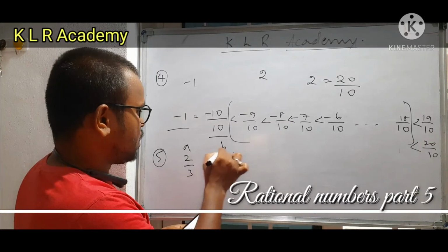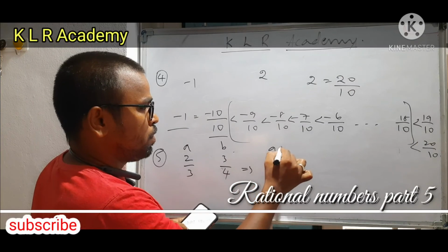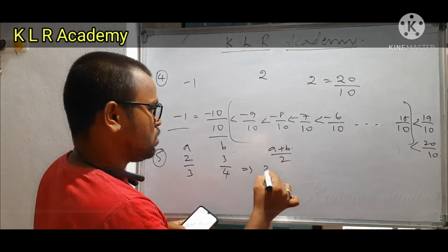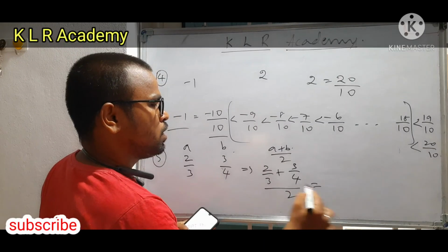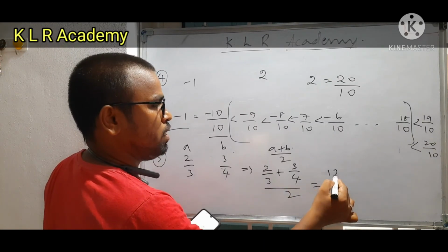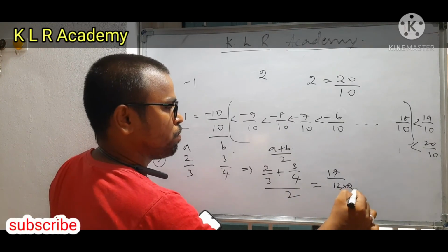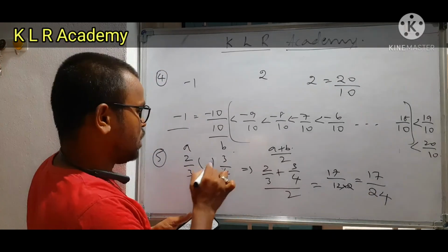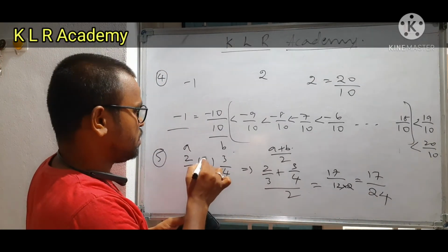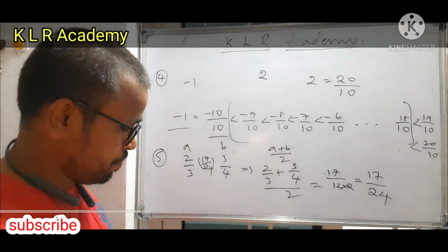Simply you take this as A, this as B. So that will be A plus B by 2. A plus B by 2 means 2 by 3 plus 3 by 4 by 2. This is 8 plus 9, 17 by 12 into 2. That will be 17 by 24. So the rational number between 2 by 3 and 3 by 4 is 17 by 24. One rational number, we found.